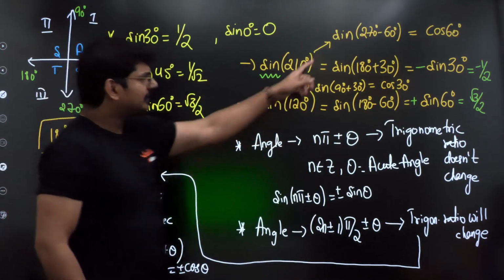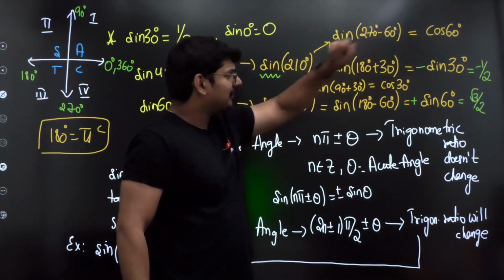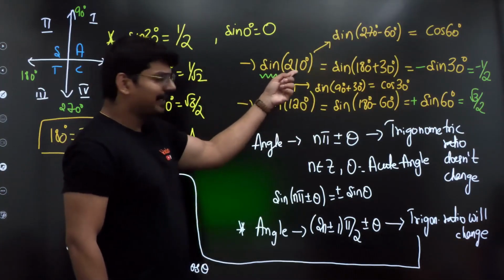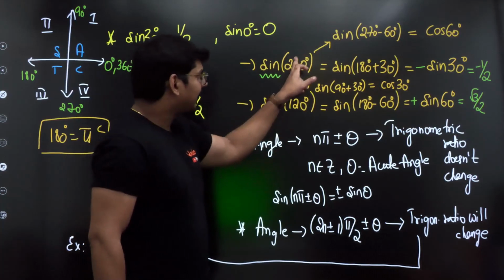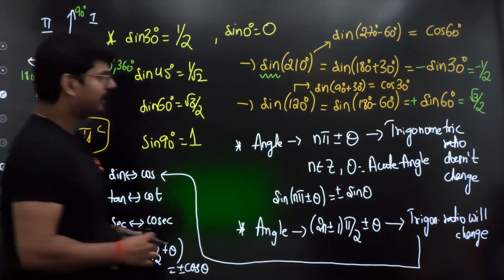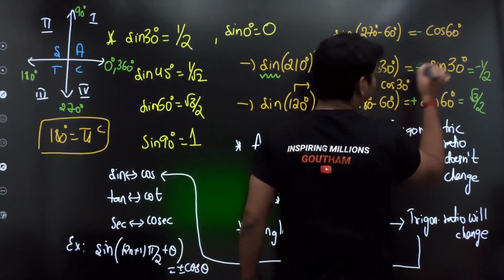Similarly, again, you can see here clearly it was sine of 270 minus 60. So basically sine 210 degrees. Again, sine 210, as I told you, is in the third quadrant. Sine is going to be negative. So here it's going to be minus cos 60.